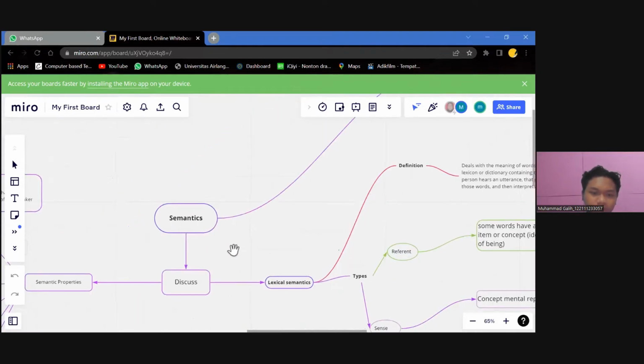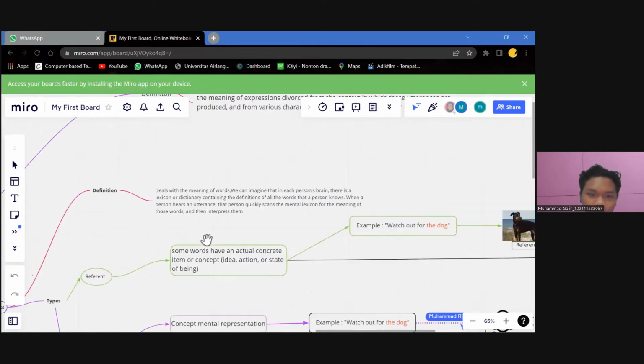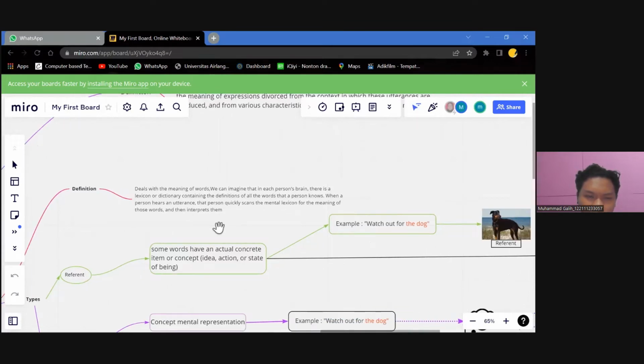Semantic discuss. Lexical semantics definition deals with the meaning of words. We can imagine that in each person's brain there is a lexicon or dictionary containing the definition of all the words that a person knows. When a person hears an utterance, that person quickly scans the mental lexicon for the meaning of those words and then interprets them.